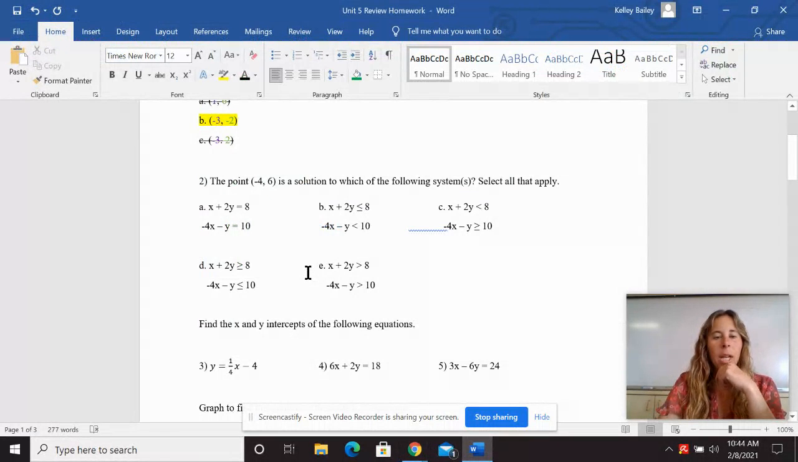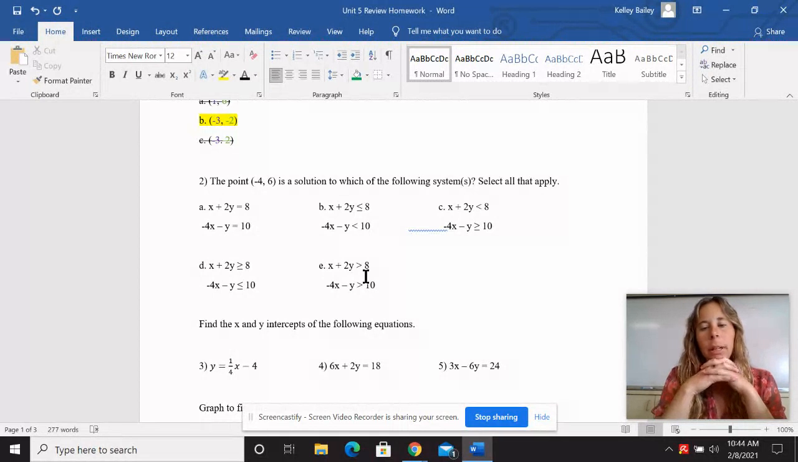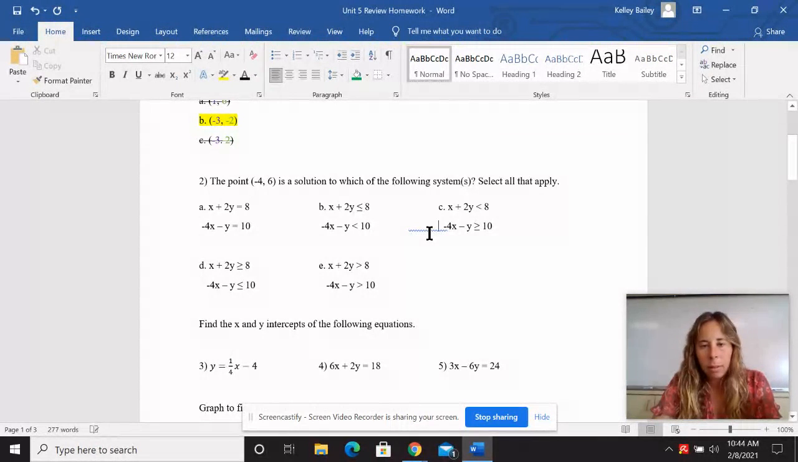Okay. So this one, a little bit different. Same idea. The point negative 4, 6 is a solution to which of the following systems? Select all that apply. Okay, so this one, they give you the point and they give you 5 different systems. Go ahead and look at all the systems of equations.